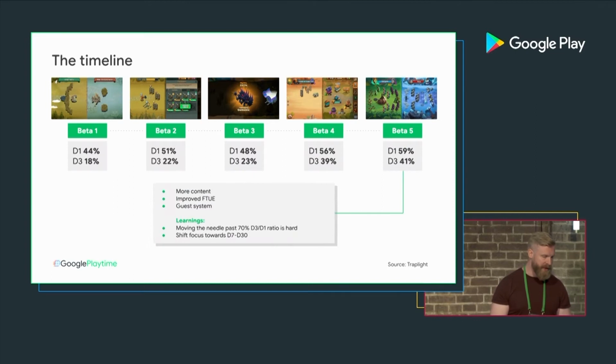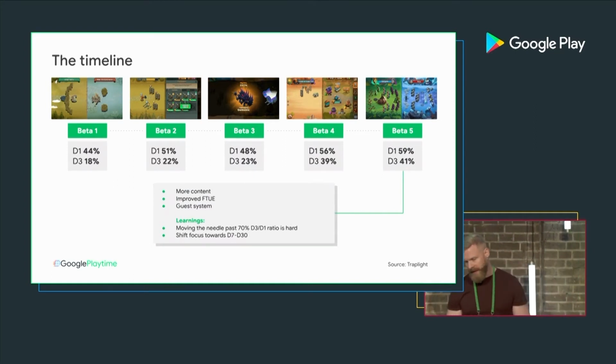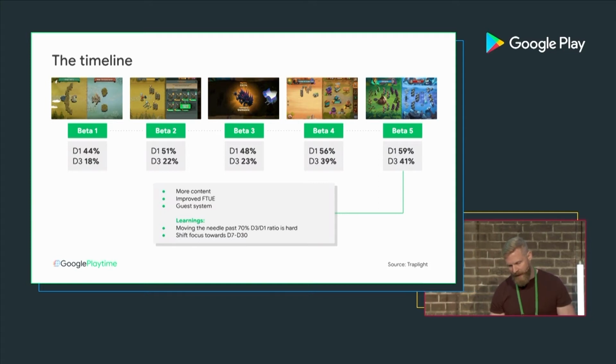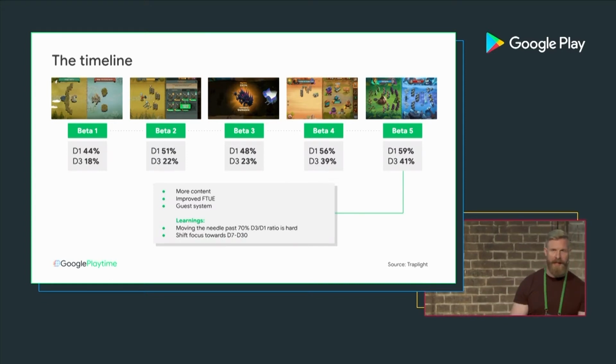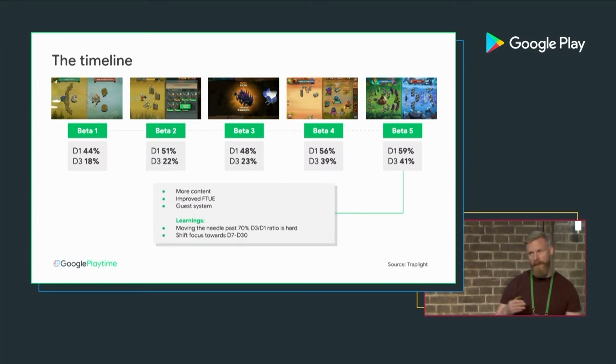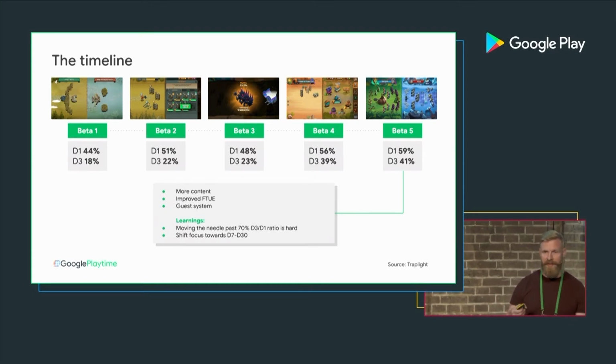Then we fine-tuned the systems, added even more content, and improved the first part of the game. And then we found out that it's really hard to move the needle when you hit a certain ratio of D1, D3. We were originally targeting a 70% D3, D1 ratio. And that is still up to date, in the game currently we haven't been able to climb much past that. After that, we moved our focus to D7 and D30 and those features that affect that.